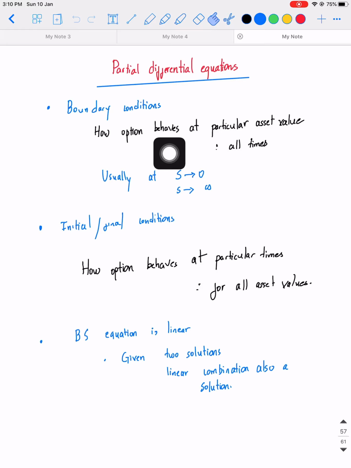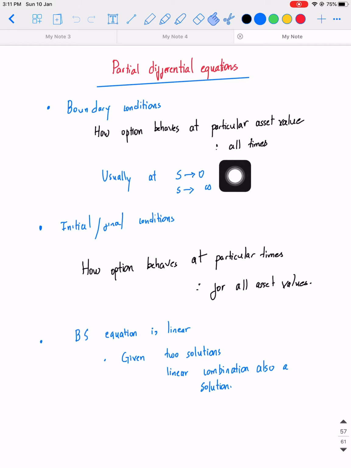As far as our Black-Scholes model goes, it is a partial differential equation, a linear partial differential equation. These differential equations basically depend upon boundary conditions. Boundary conditions mean that at a particular asset value, at all times, how does the option change? How does the option depend on it? This is information that is required in order to solve these kinds of equations.